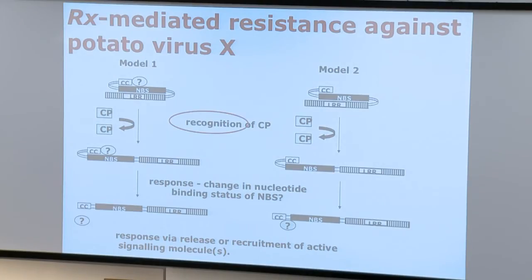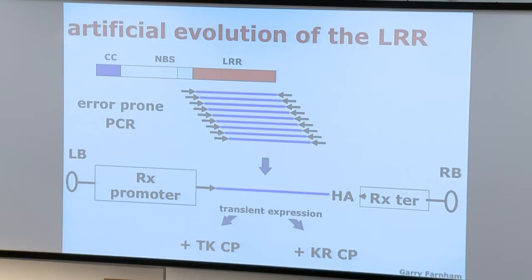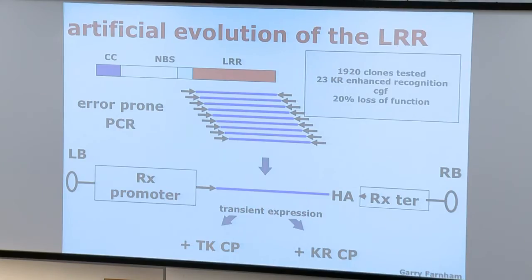So we think of this whole process as a 2-phase one, with recognition and response. The artificial evolution approach we used was very simple. You just take the gene and PCR a domain of the gene under conditions that introduce single nucleotide mutations. You end up with a lot of mutant forms of the protein, and we then use a transient expression assay to identify the new mutants. And we got a lot of mutants which now conferred resistance against the first strain of the virus and the second strain of the virus.